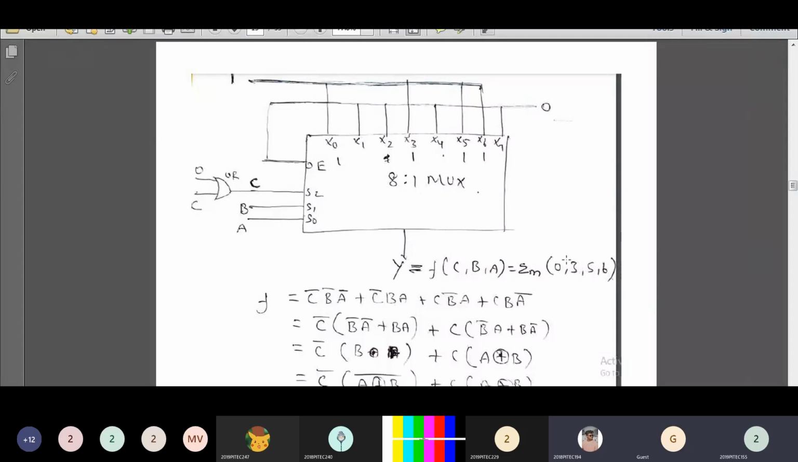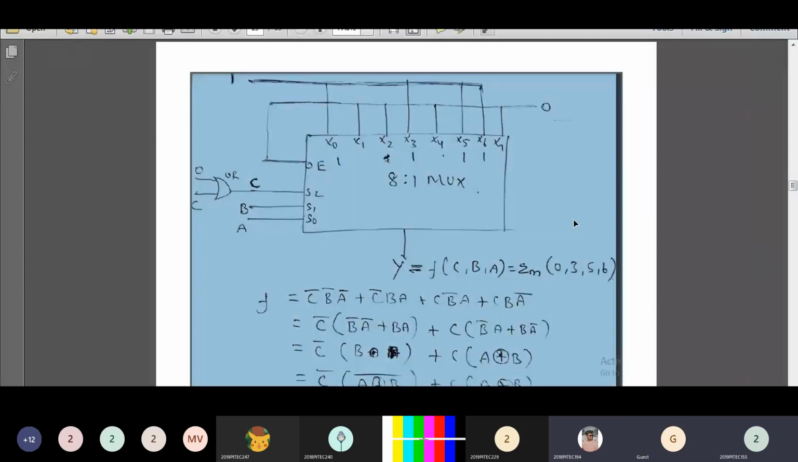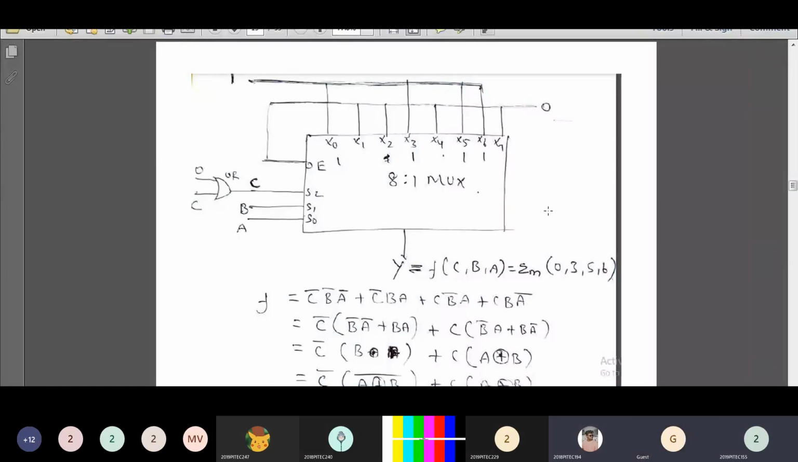Okay, 0 is represented in minterm as 0 0 0. Since this is a 3 variable function, 0 is written as 0 0 0. That 0 0 0 is represented as C bar, B bar, A bar. Okay, next one, 3. Minterm 3 is nothing but 0 1 1. That's why it is written as C dash B A.